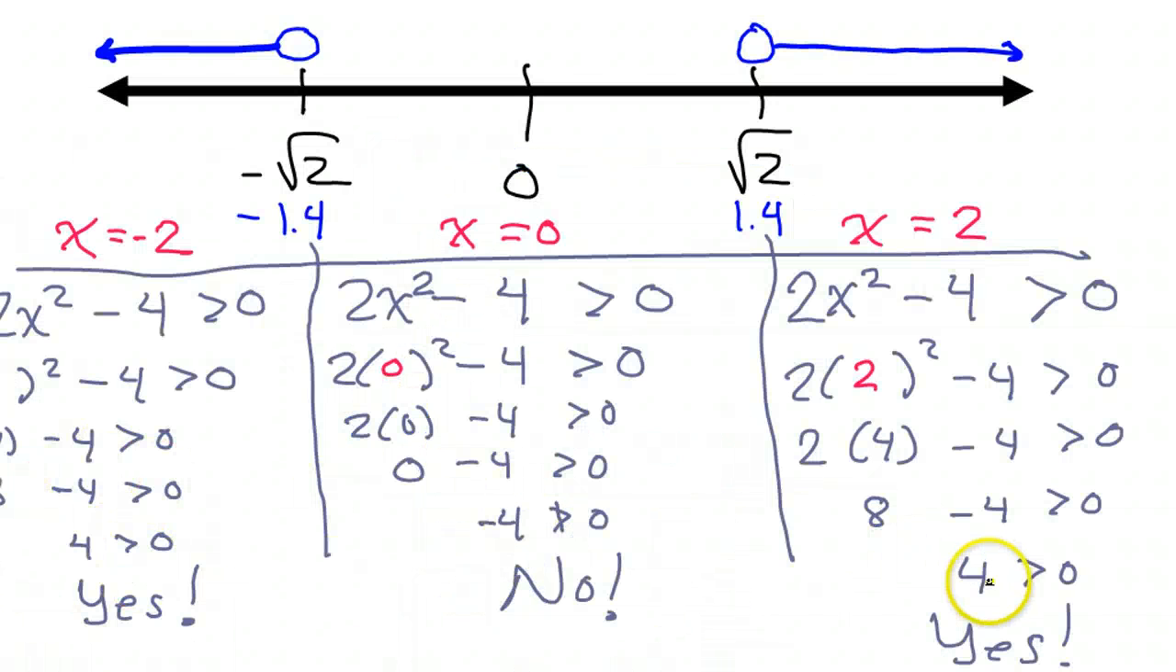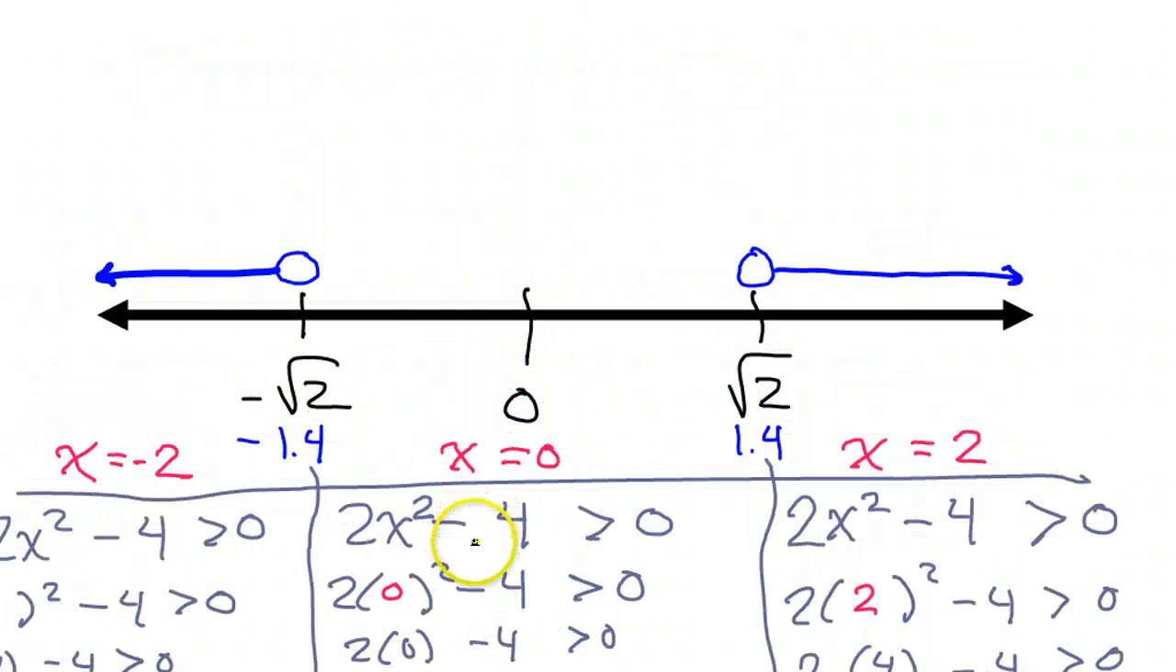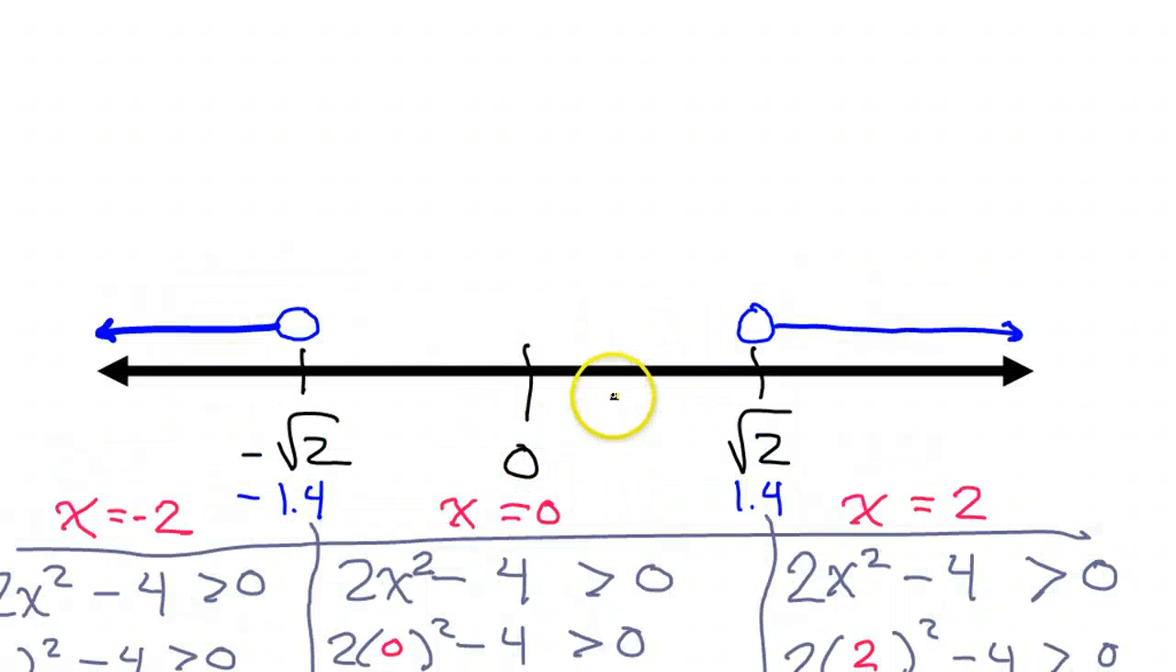All right, so here's how it went down. We had a yes, a no, and a yes. So we drew the arrows for the yes parts, and we left the no part blank. So this is the graph of the solution set for this particular inequality. Let's go ahead and write the solutions in interval notation, and let's see how it looks using inequalities.